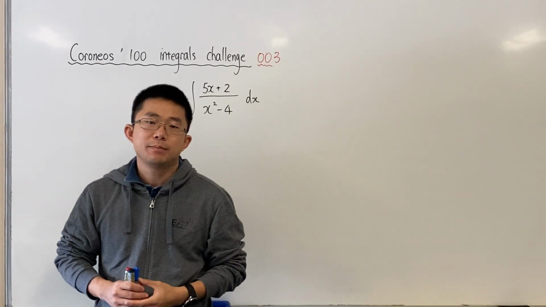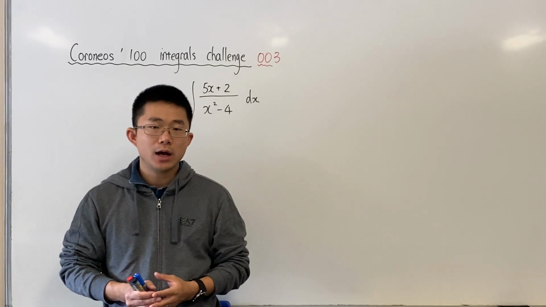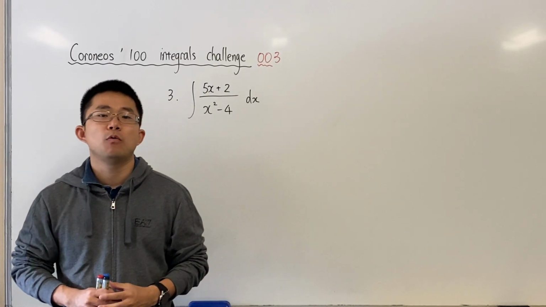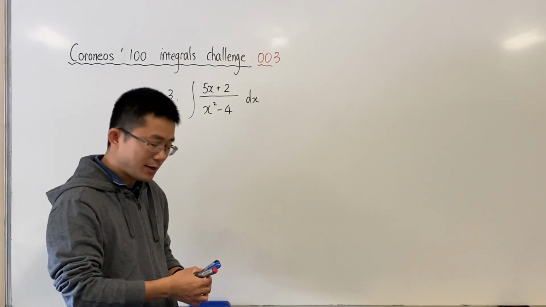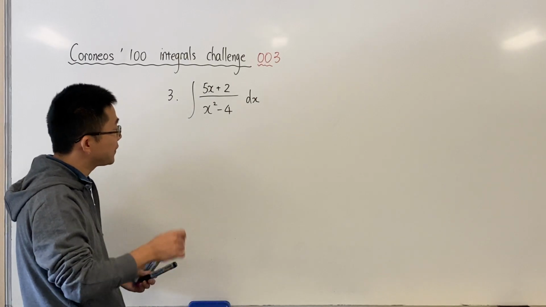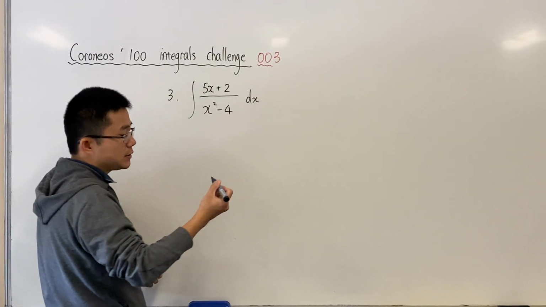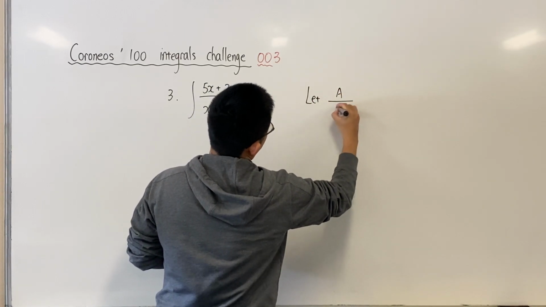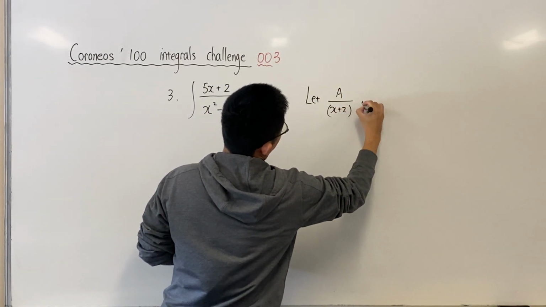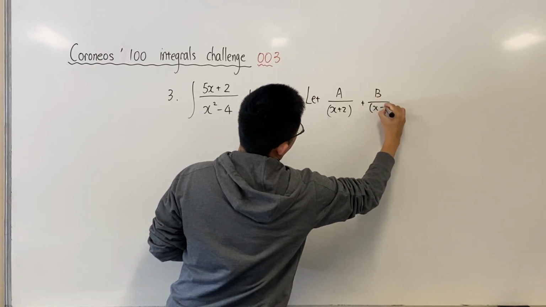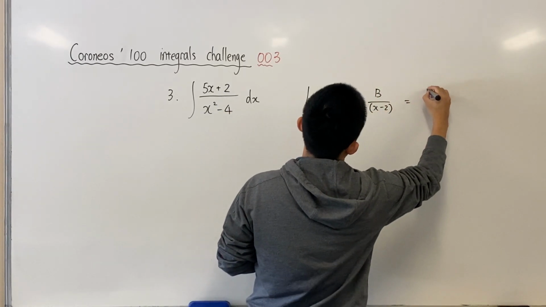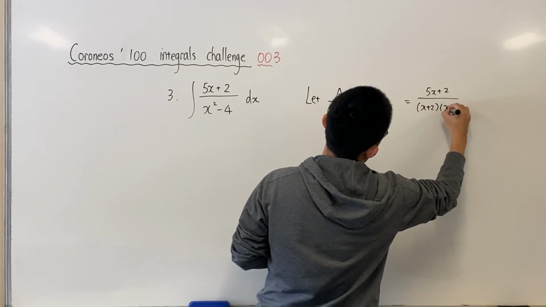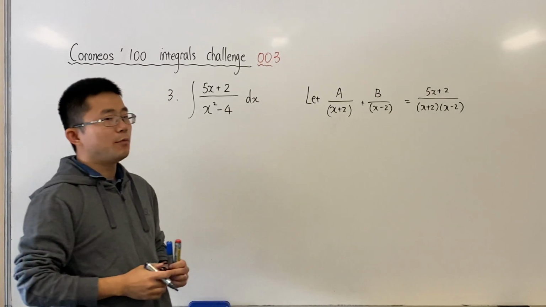So what we need to do is a method called partial fractions. We are going to separate that fraction into two fractions, so therefore we can integrate one fraction at a time. All right, so this is how we're going to do this question here. So the first step we're going to do is we're going to let A over x plus 2 plus B over x minus 2 equal 5x plus 2 over (x plus 2)(x minus 2). So that's the first step we're going to do.